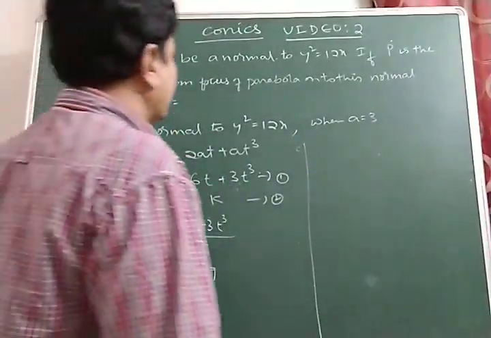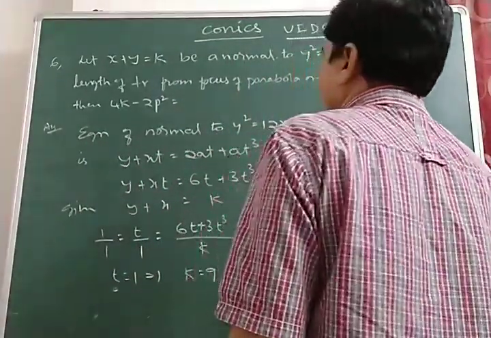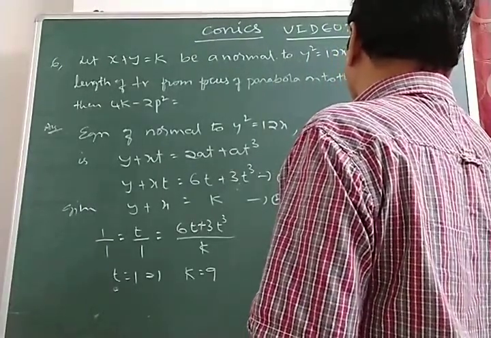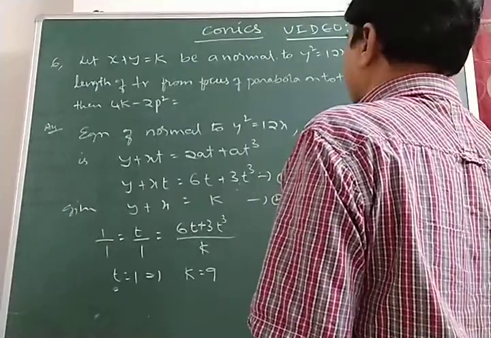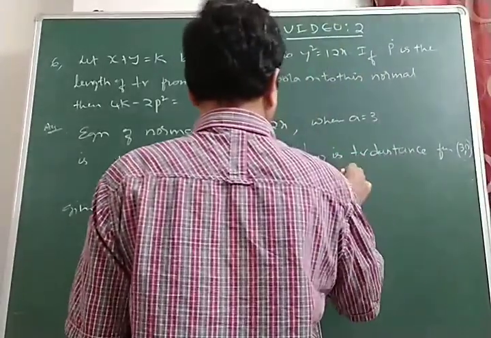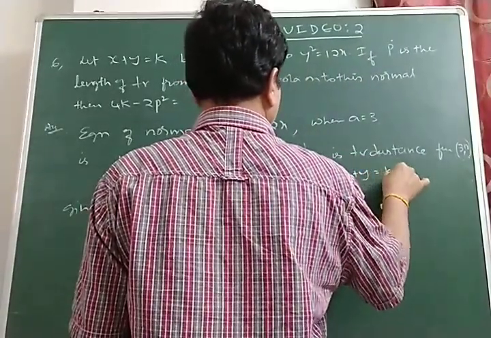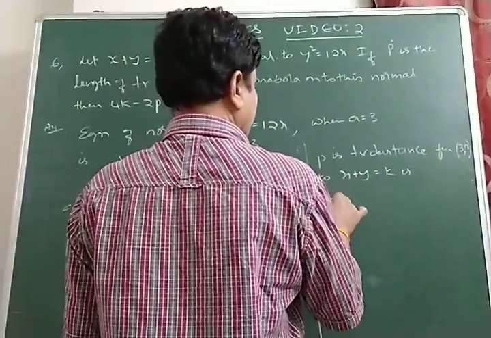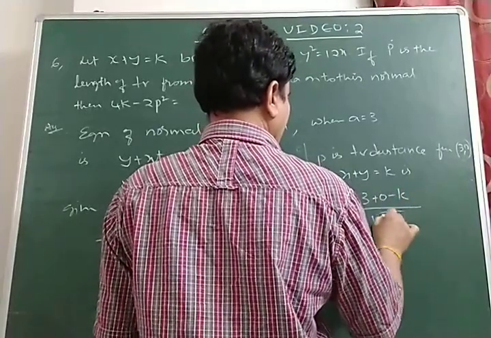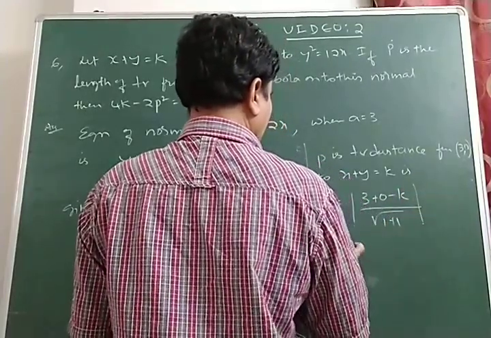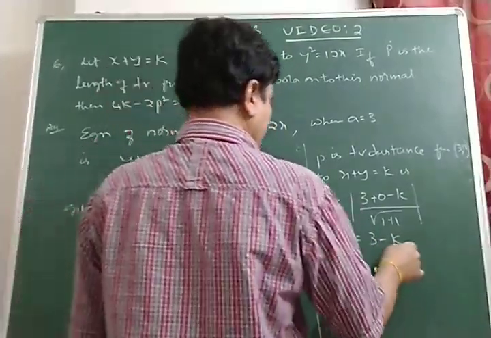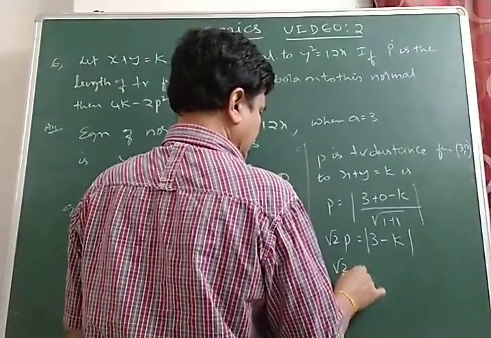Okay. Next, p is the perpendicular distance from the focus. Focus is 3, 0. For the line x plus y is equal to k, p is equal to modulus of 3 plus 0 minus k by root of 1 plus 1. So root 2 p is equal to 3 minus k. We know that the value of k is 9. Root 2 p is equal to 6.